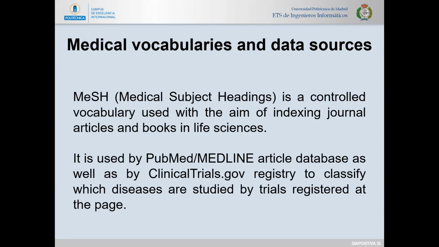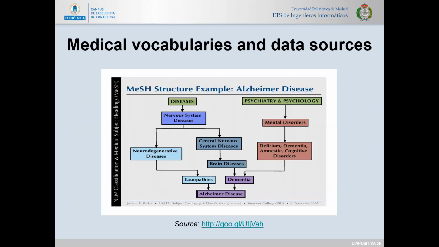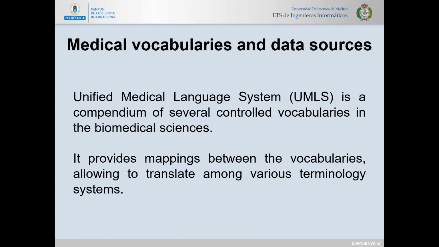MeSH is another vocabulary mainly used for indexing journal articles and books in life science, so it's more from a bibliographic perspective, I would say. It's used by PubMed and Medline, as well as clinical trials, to classify which diseases are studied by the trials listed on the page. Here we have a structured example of Alzheimer's disease, and again you will see that it goes from the general perspective to the more specific ones.